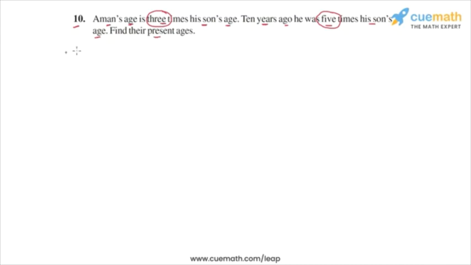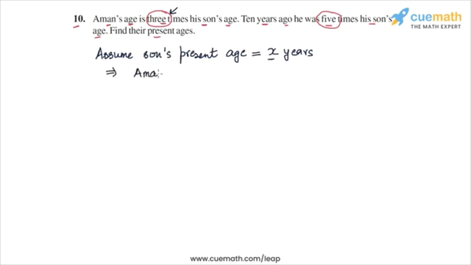So the unknowns are their present ages. So let's assume one of the ages as a certain variable. So let's assume that the son's present age is a certain variable. Let's take the son's present age to be x years. I'm assuming the son's present age as a variable because then in terms of this variable, Aman's present age is easy to write. We are told that Aman's present age is 3 times his son's present age. So from this we get Aman's present age. This will be equal to 3x years.